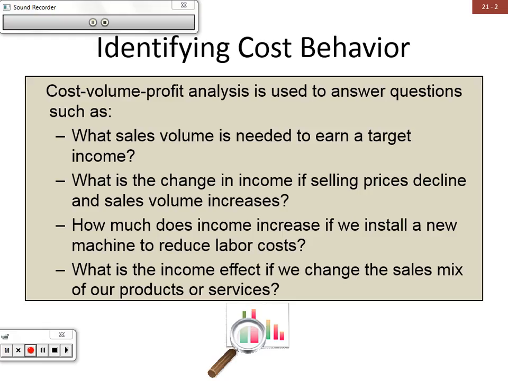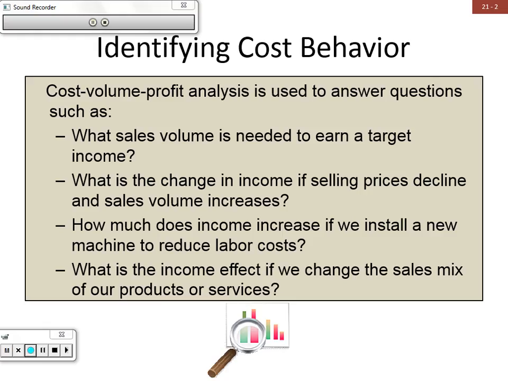How you conduct yourself. The same thing goes with cost behavior. What we're looking for when we talk about cost behavior is how the costs are changing, fluctuating, varying, those types of things. So CVP, we like to call it a cost volume profit analysis, answers some of these questions that you see.